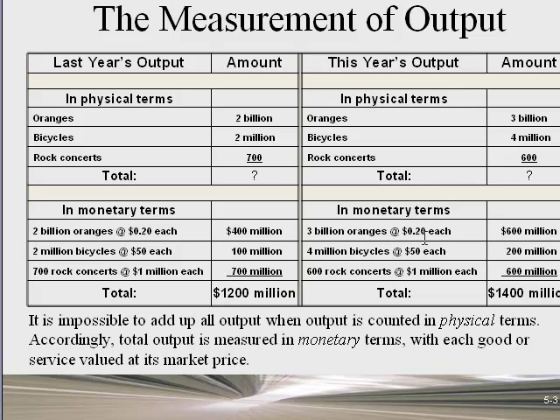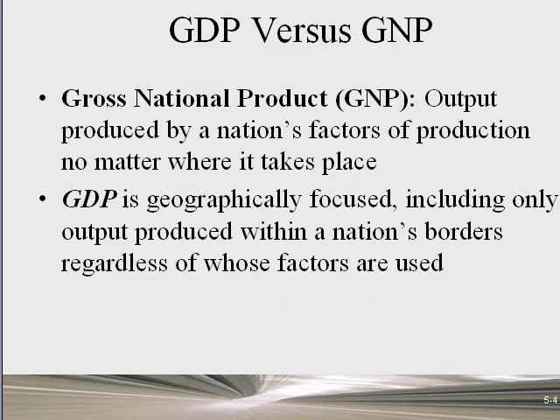And in monetary terms, in the next year, our prices are still 20 cents, same holds, but the 3 billion oranges, now more output, 600 million. Again, same price. We have 600 rock concerts at a million. So we have produced 1400 million dollars worth of goods. So we can measure the output basically in terms of nominal GDP, which is the dollar value, or in real value by removing the price changes.